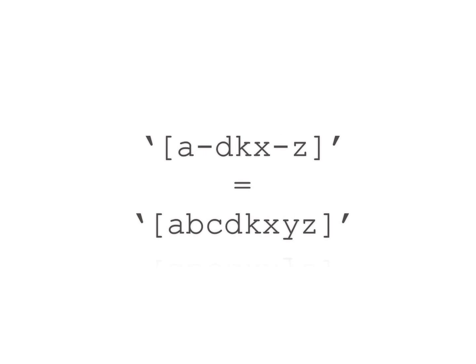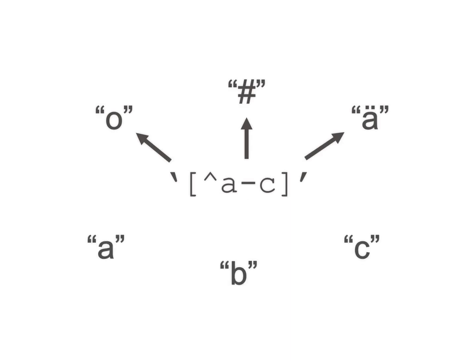It is also possible to define sets negatively by using the caret at the beginning of the set. An example is the negative set of A through C, which will match any one character excluding A, B, and C.